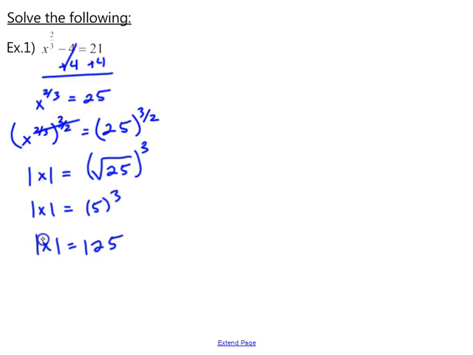So now that we have the absolute value of x is equal to 125, remember when we have absolute value equations, we're going to get 2 separate answers.